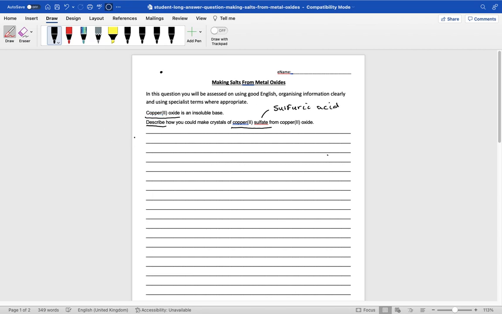Now, writing a method, I usually do that as bullet points because it follows a more logical sequence, and you can structure your exam questions like that. So I'm going to start off by saying we are going to measure 40 centimetres cubed of sulfuric acid. And I'm going to put that into a beaker. So I'm going to pour acid into a beaker.